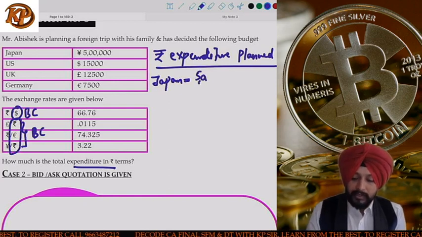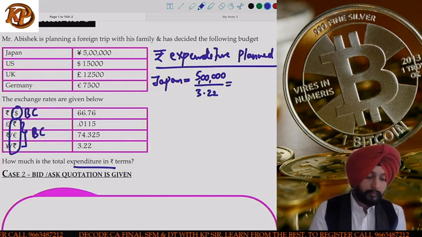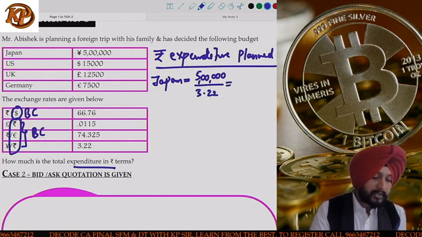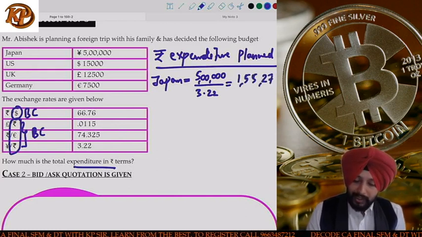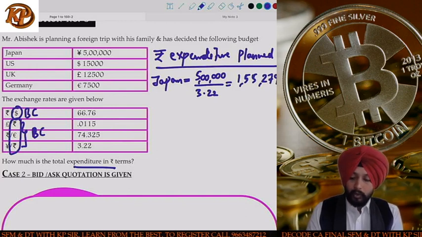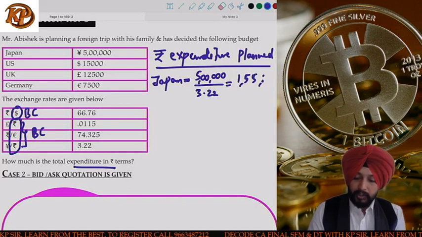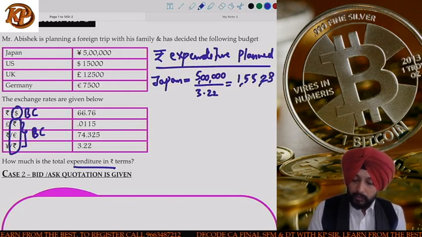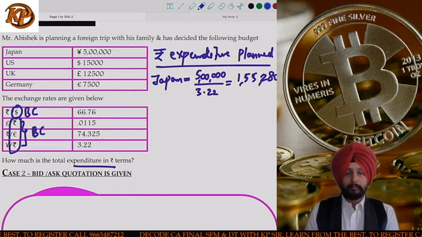So 5 lakhs divide by 3.22, you will get 155,279. Okay, I'll take it as 280. I'm writing the round figures. 155,280 is my budget in Japan.